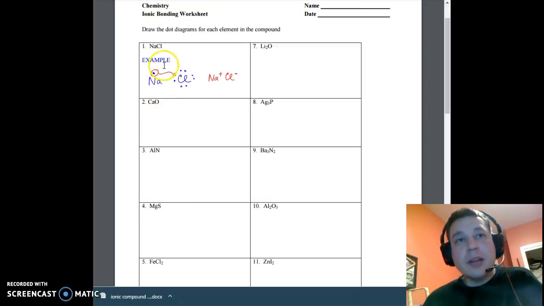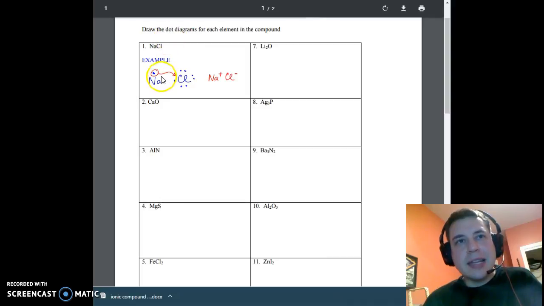For class today, what I'd like you to do is this worksheet that I have. I'd like you to, in one color, draw the Lewis dot diagrams for each of the elements you have here. Then, in a second color, I'd like you to circle the dot that is traveling across. Once you've done that, I'd like you to label the positive ion and the negative ion for each of these samples. So follow this pattern.